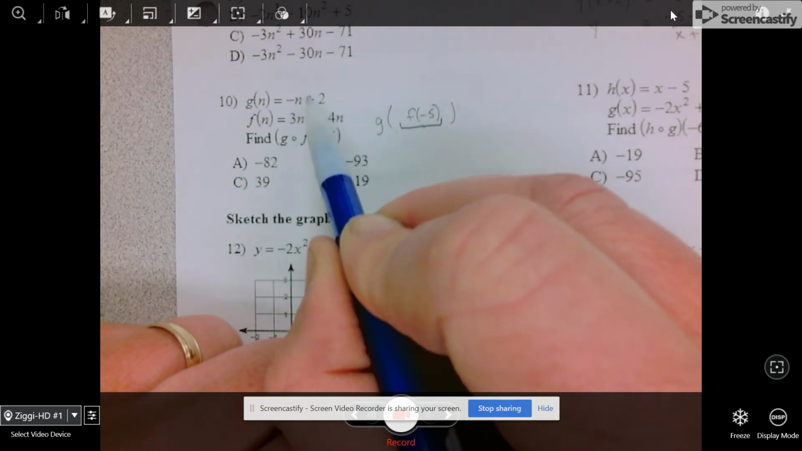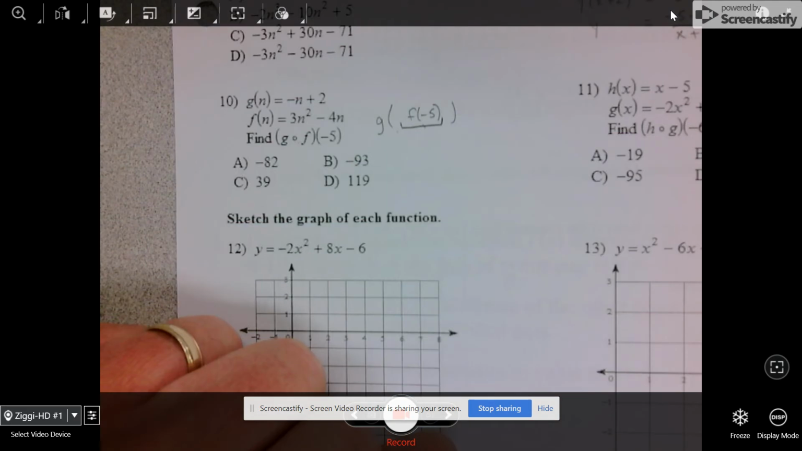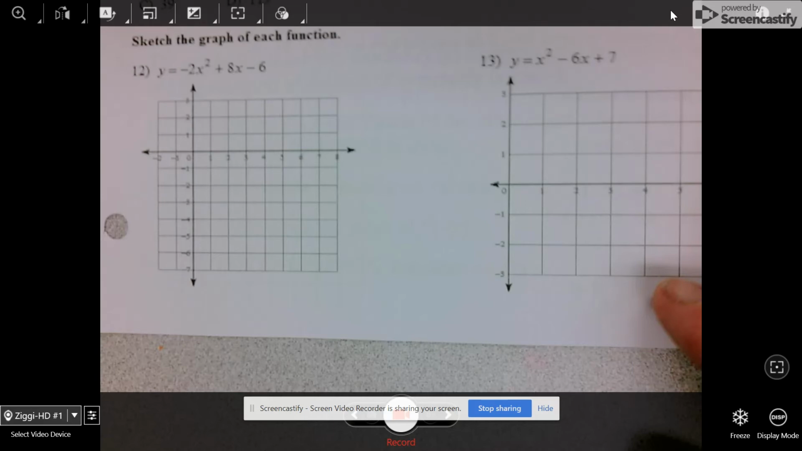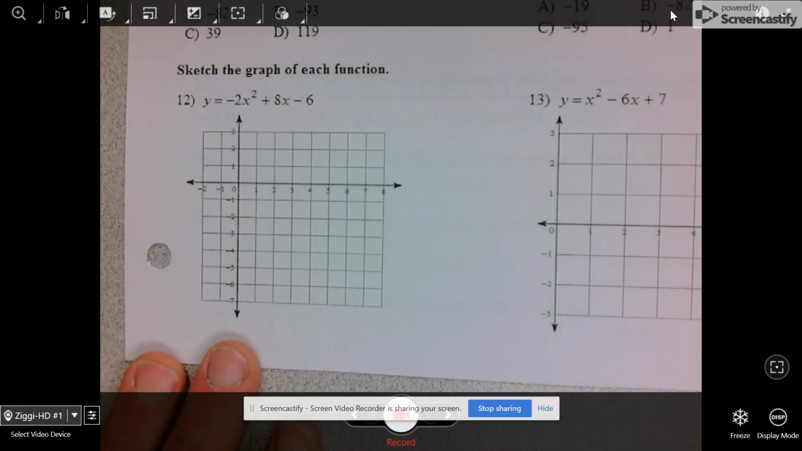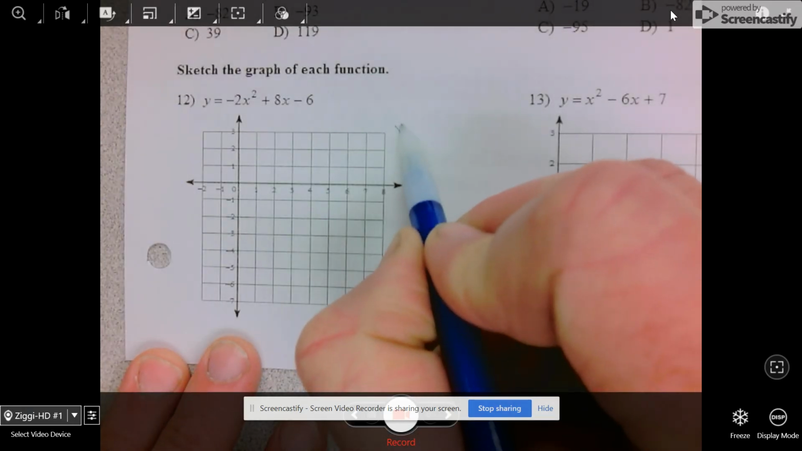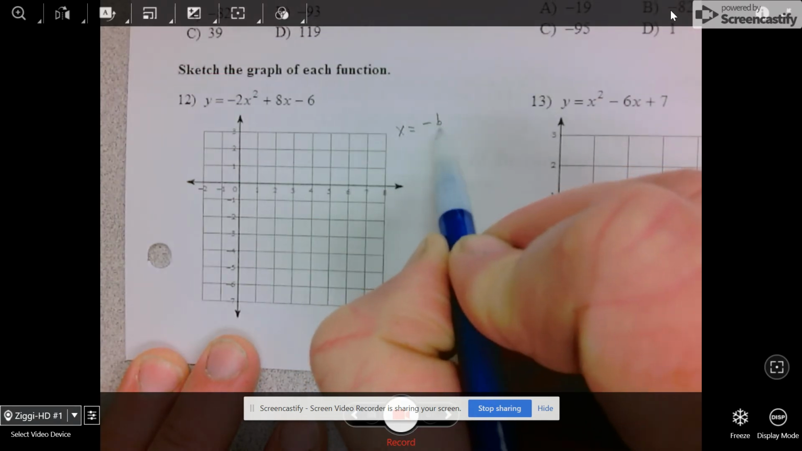Okay, sketch the graph of each function. They're parabolas. The best thing to do here, if it's not in vertex form, is to find the vertex. The x-coordinate of the vertex is the opposite of b over 2a. That's the line of symmetry. That's the x-coordinate of the vertex. So for this one, it'd be the opposite of 8 all over -4. So the x-coordinate of the vertex is 2.